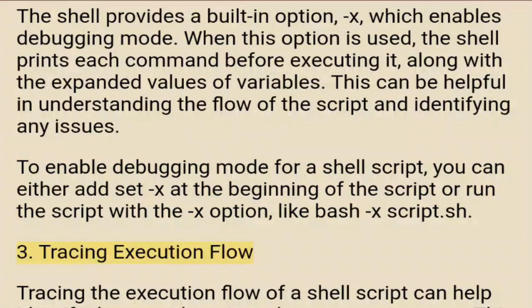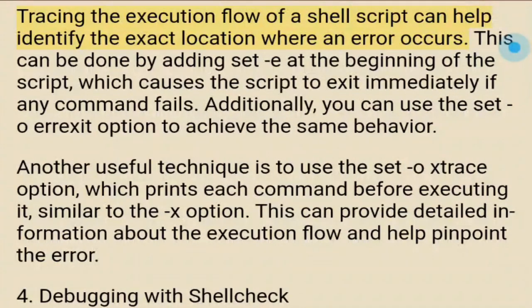3. Tracing execution flow. Tracing the execution flow of a shell script can help identify the exact location where an error occurs. This can be done by adding set -e at the beginning of the script, which causes the script to exit immediately if any command fails. Additionally, you can use the set -o errexit option to achieve the same behavior. Another useful technique is to use the set -o xtrace option, which prints each command before executing it, similar to the -x option. This can provide detailed information about the execution flow and help pinpoint the error.